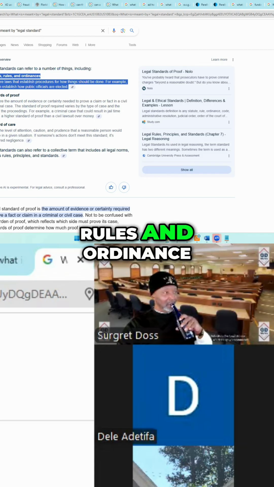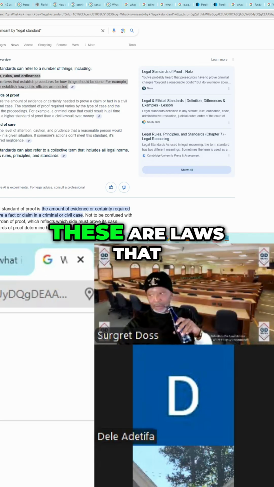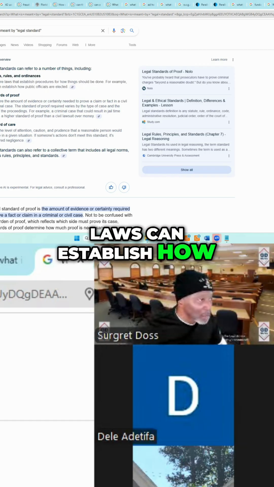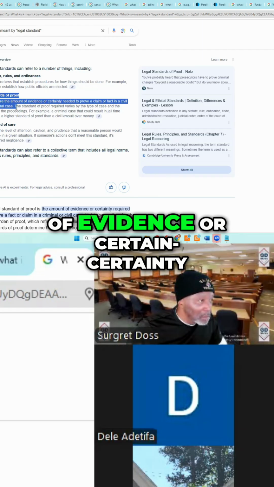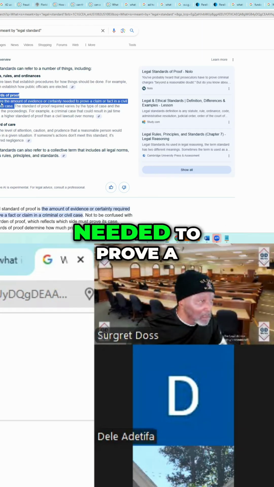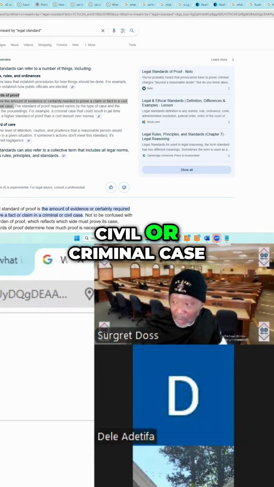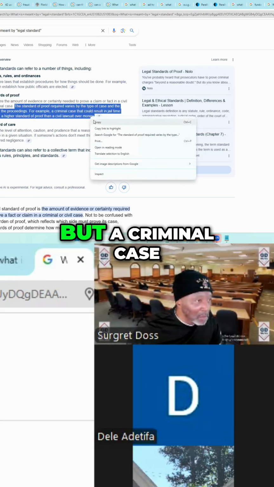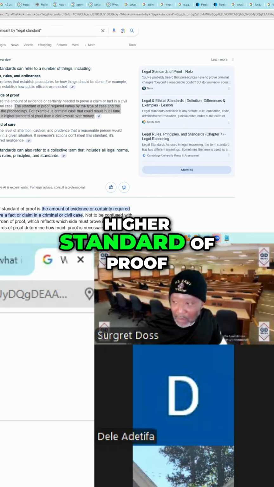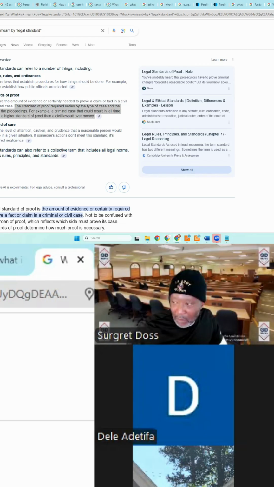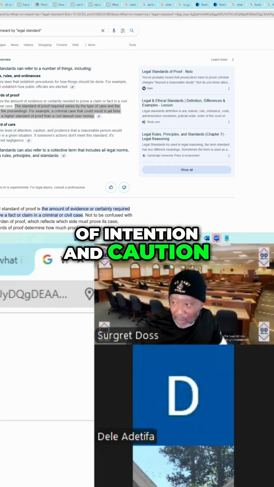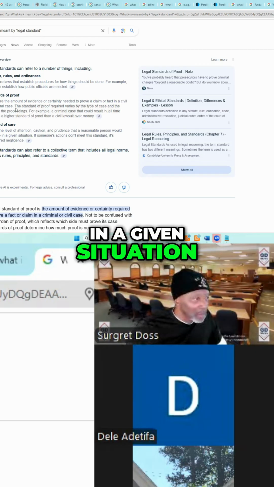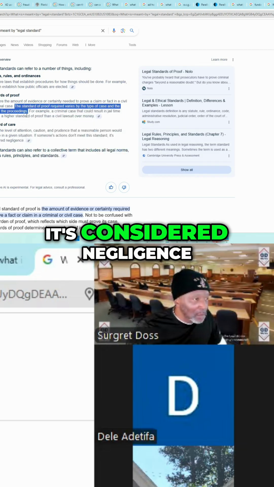Can somebody do the statute, rules, and ordinance? Legal standards, all this. Yeah, these are laws that establish procedures for how things should be done. For example, laws can establish how public officials are elected. Standard of proof. These are the amount of evidence or certainty needed to prove a claim in a civil or criminal case. The standard of proof required varies by the type of case and the stage of the proceeding. For example, a criminal case that could result in jail time requires a higher standard of proof than a civil lawsuit over money. Standard of care. This is the level of attention, caution, and prudence that a reasonable person would exercise in a given situation. If someone's actions don't meet the standard, it's considered negligence.